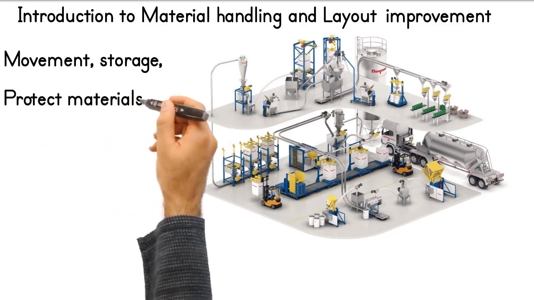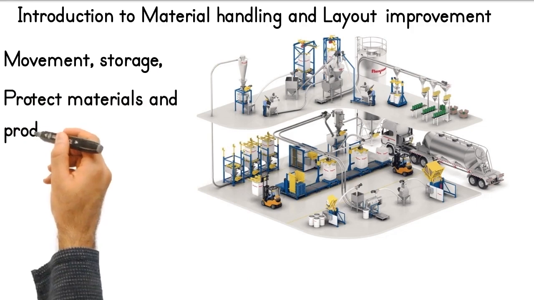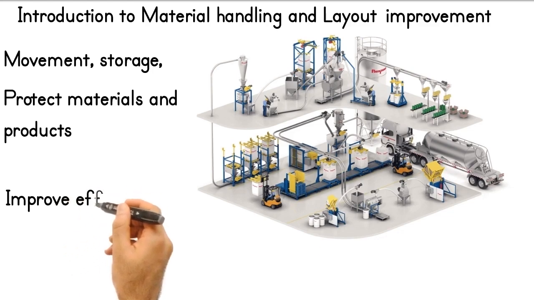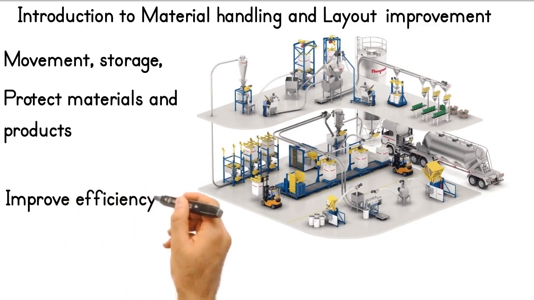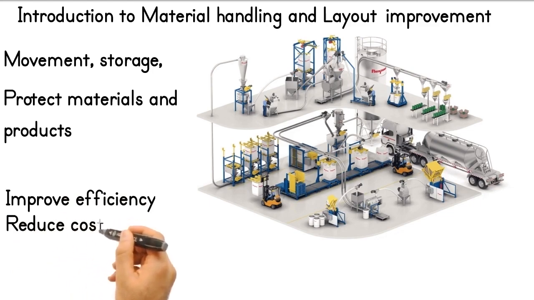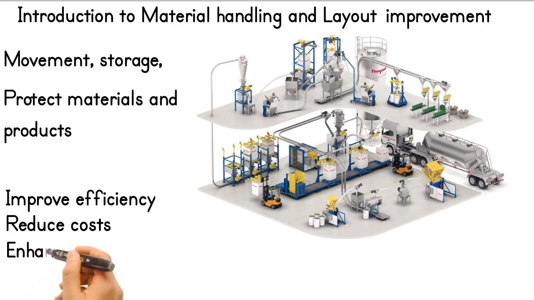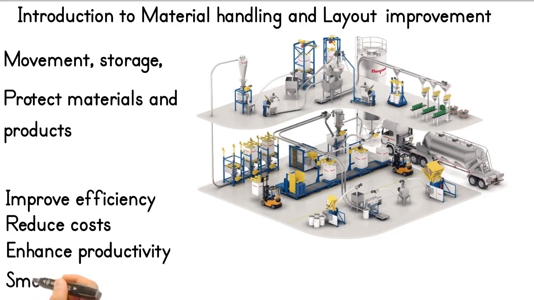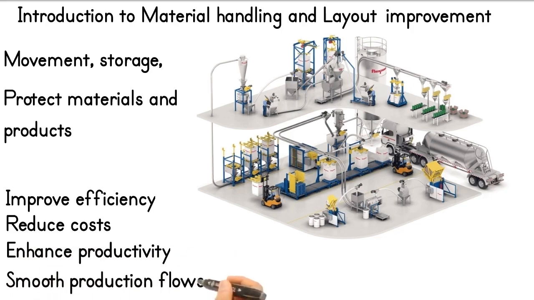Layout improvement refers to the process of optimizing the physical arrangement of equipment, workstations, storage areas, and flow paths in a manufacturing or operational facility to improve efficiency, reduce costs, and enhance overall productivity. When both material handling and layout are optimized, a company can achieve smoother production flows, reduce waste, and improve safety.